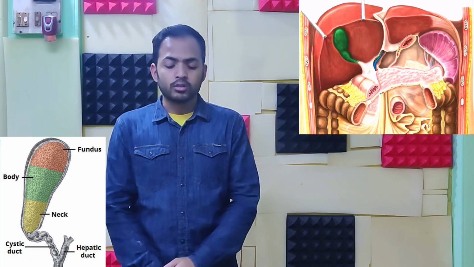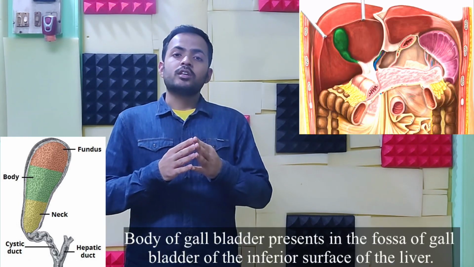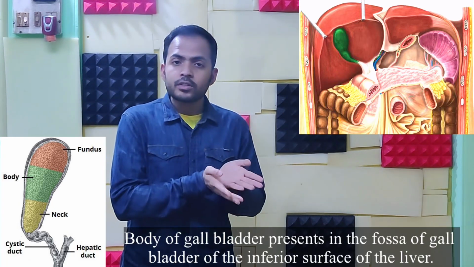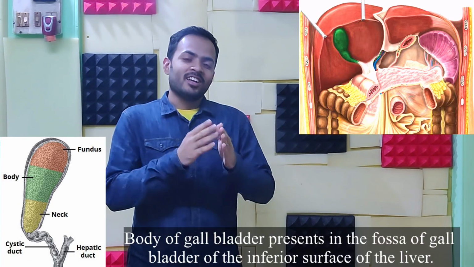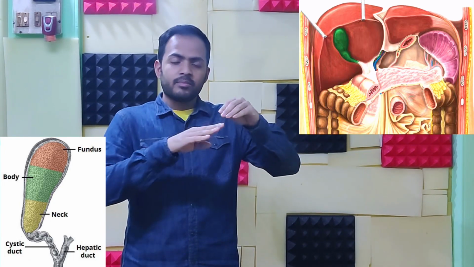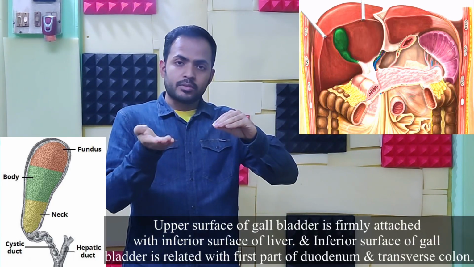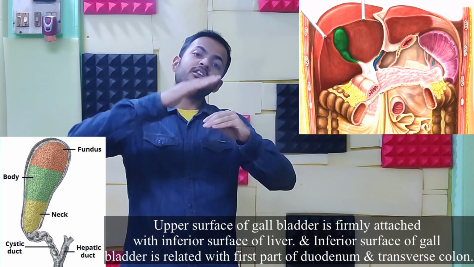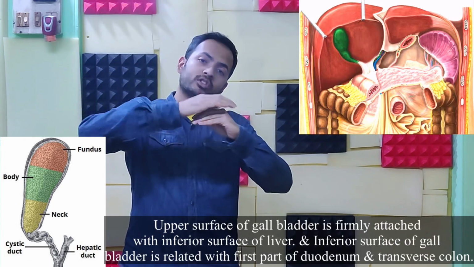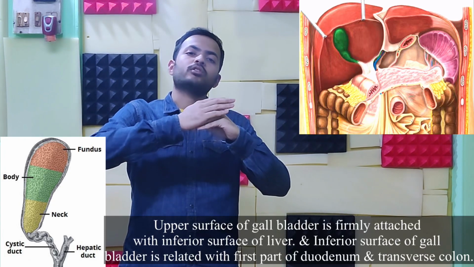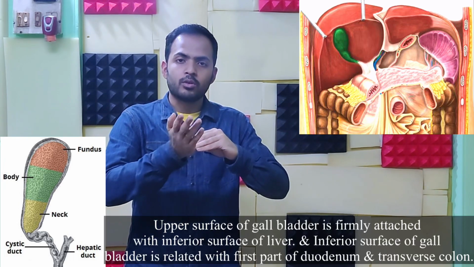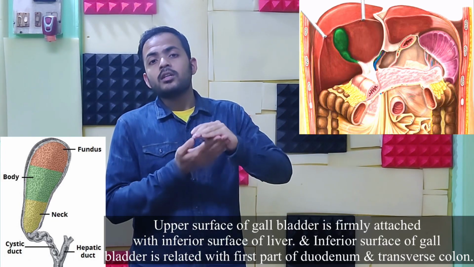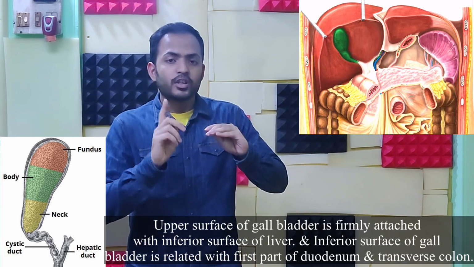That's it. Now, the body part. Body is present in the fossa of the gallbladder on the inferior surface of the liver. Suppose this is the body, and the body has an upper surface and an inferior surface. The upper surface of the gallbladder is firmly attached with the fossa of the gallbladder, which is present in the inferior surface of the liver. Now, the inferior surface of the gallbladder is related with the transverse colon and the first part of the duodenum.